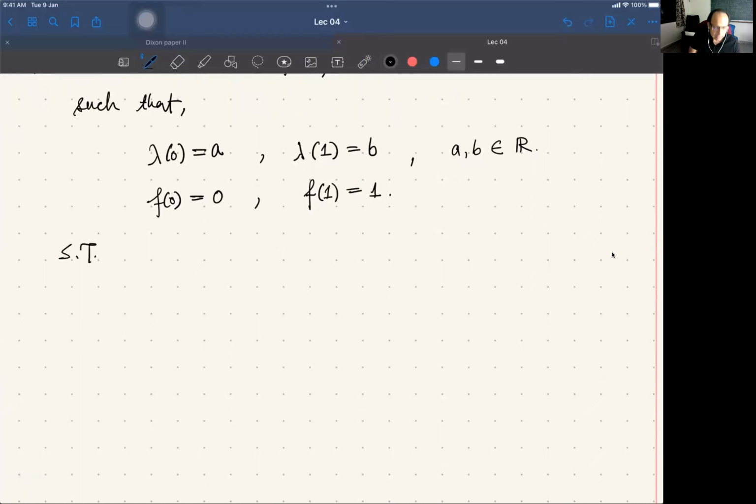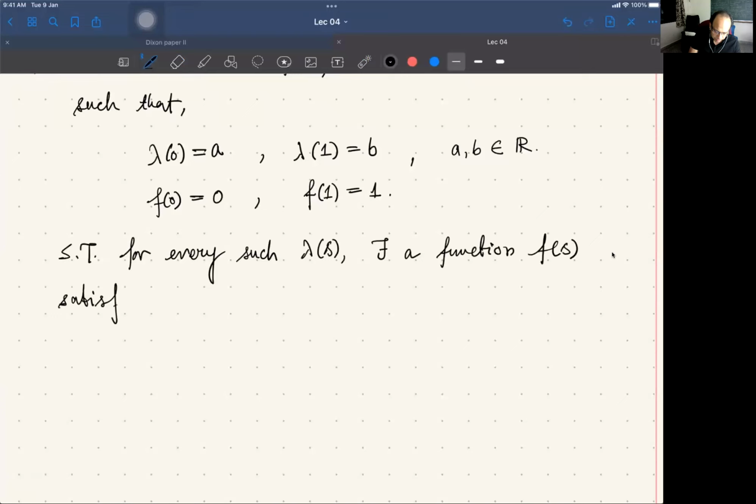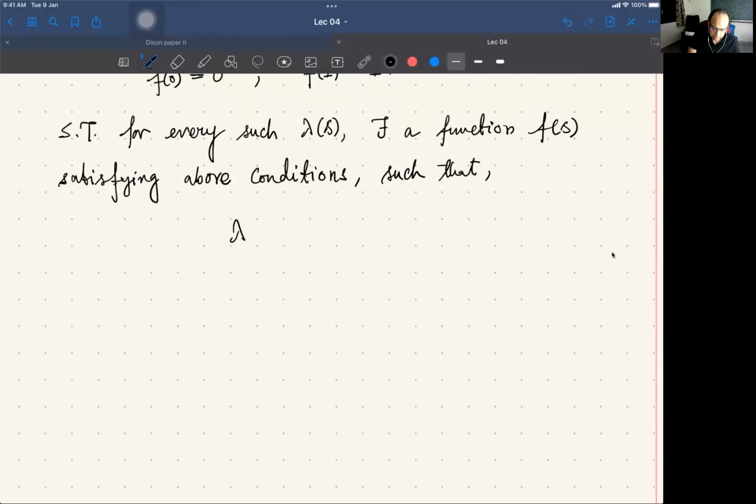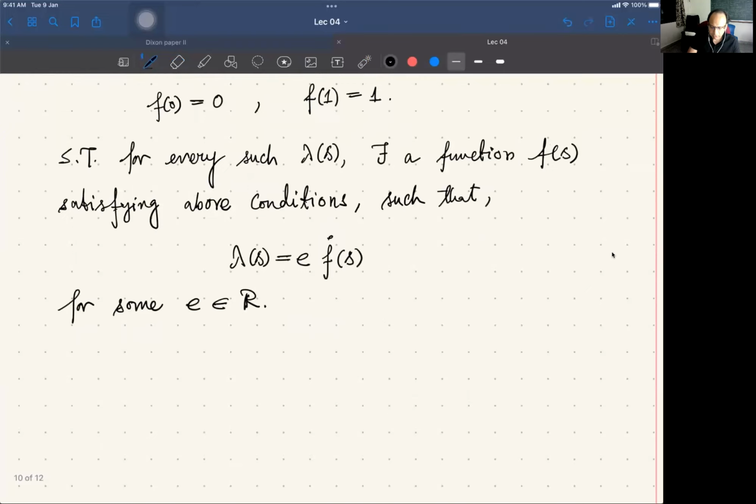Then show that for every such lambda of s, there exists a function f of s satisfying the above conditions, such that lambda of s is equal to E times f dot of s for some real constant E.